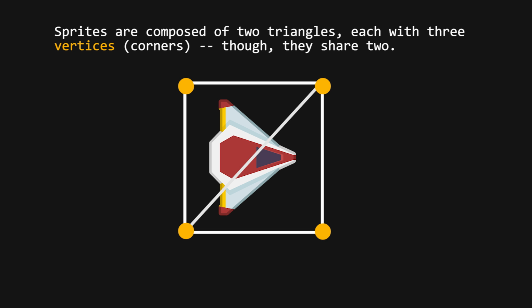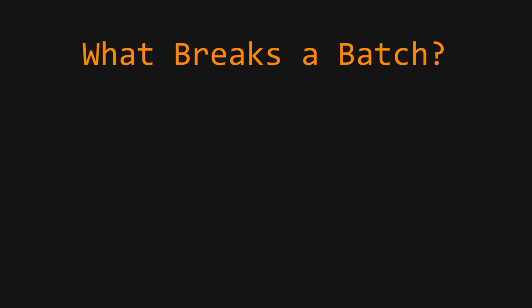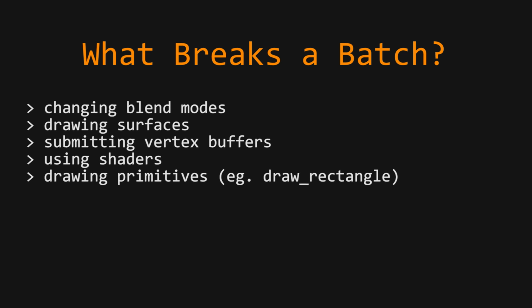And if we break the current batch, that is going to increase the number of vertex batches and we're going to suffer some performance loss. So it's good to be aware of what breaks a vertex batch. These include changing blend modes, drawing surfaces, submitting vertex buffers, applying shaders, and drawing built-in shapes and primitives. Any of the draw_rectangle, draw_circle, draw_healthbar functions will all break the current batch.